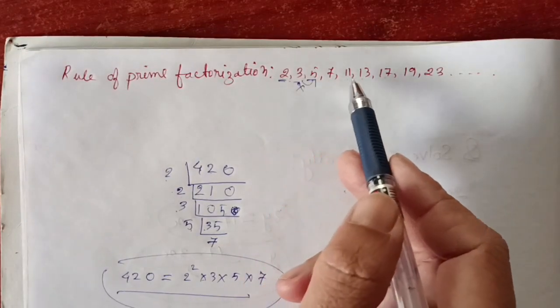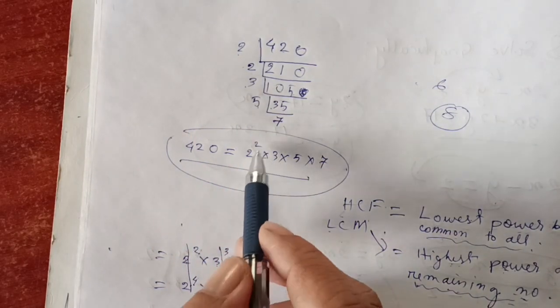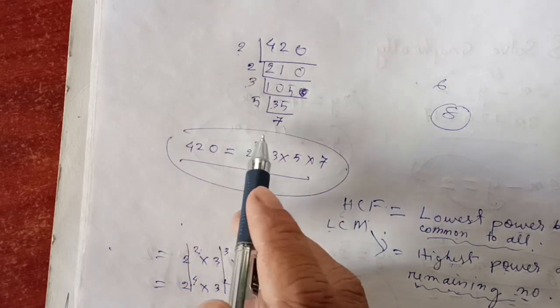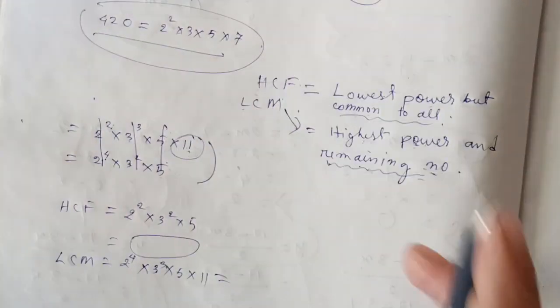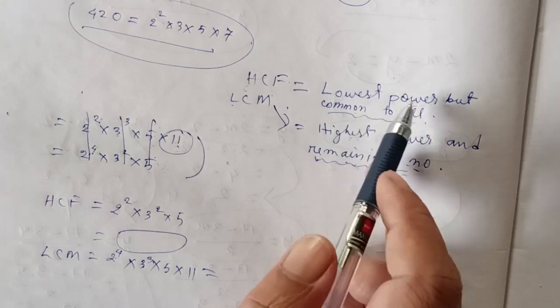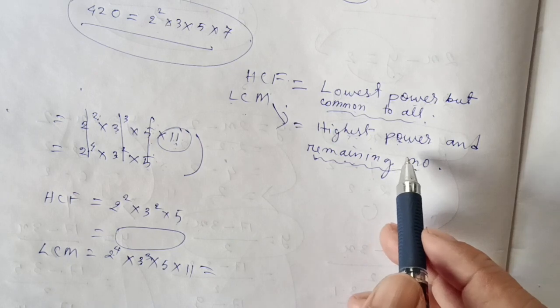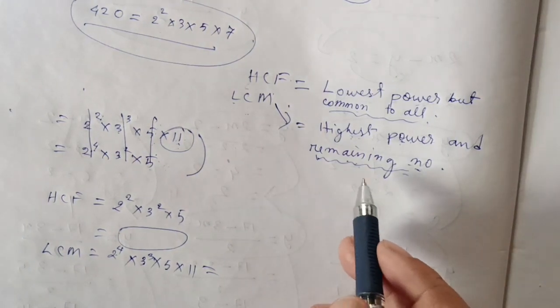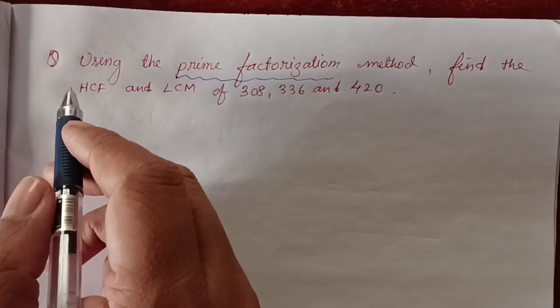Remember this rule: 2, 3, 5, 7, 11, 13, 17, 19 and 23. Then proceed with the prime factorization. After that you write it down. Then how many powers are there, how many 2's are there, how many 3's, how many 5's are there, you select that one and write that one. Then after that you find out HCF. For HCF you select the lowest power, but the number should be common to all. And for LCM you select the highest power. After selecting the highest power, you also write the remaining numbers. Then we can go with the questions. So now let's do the solution.